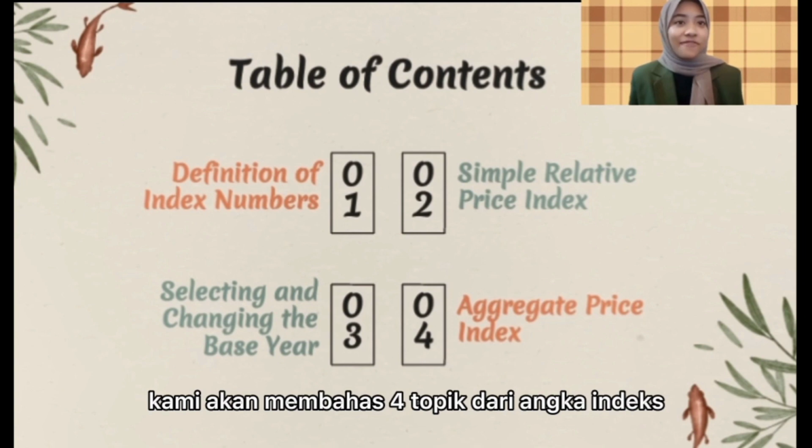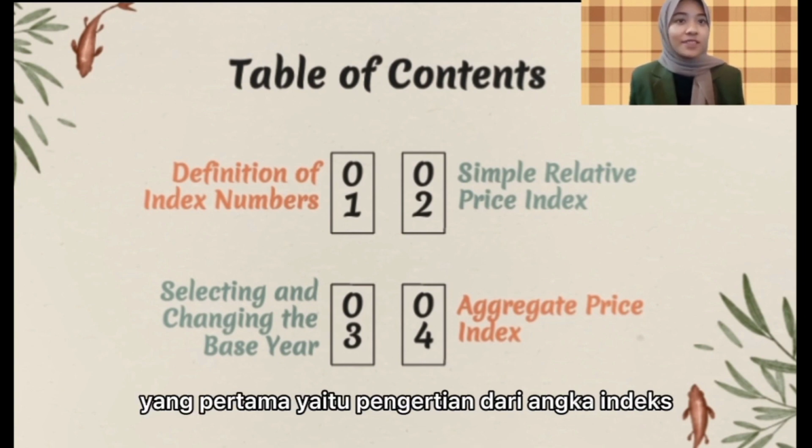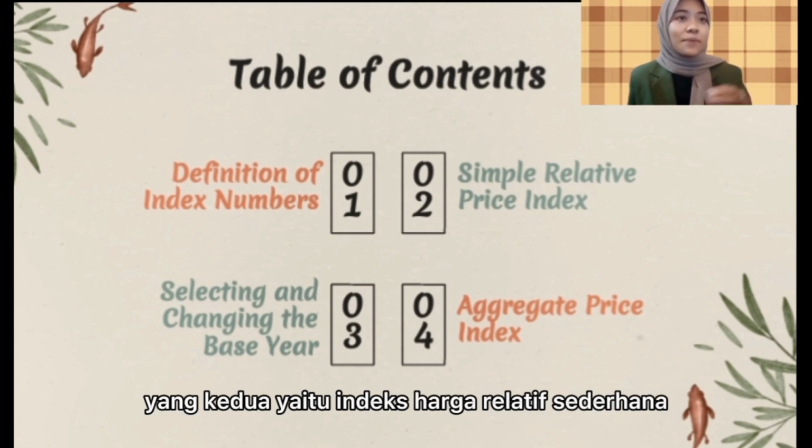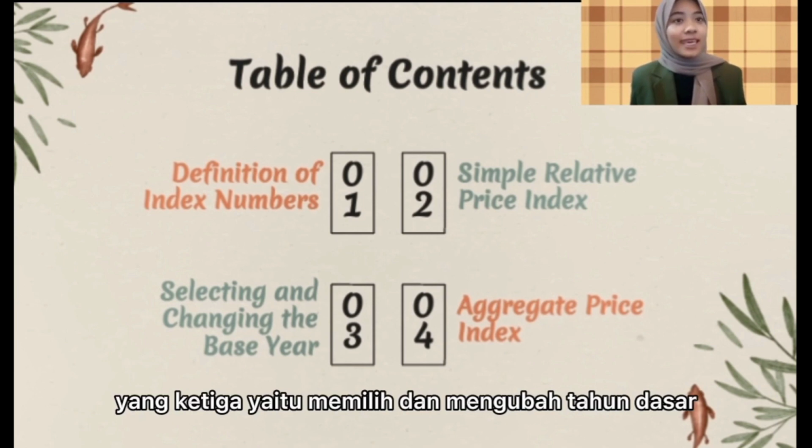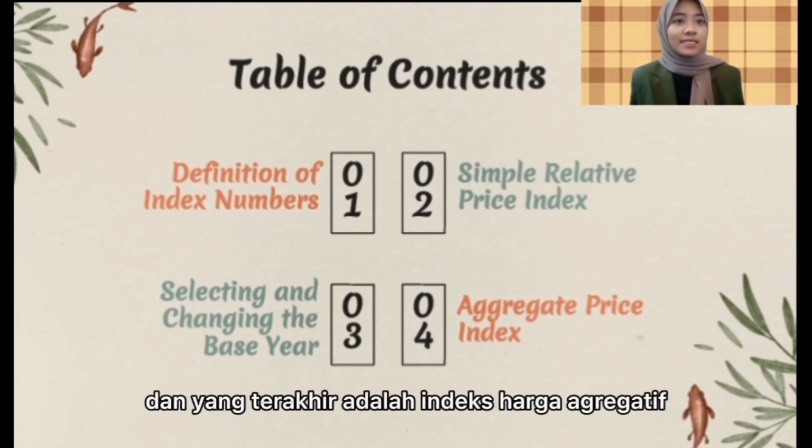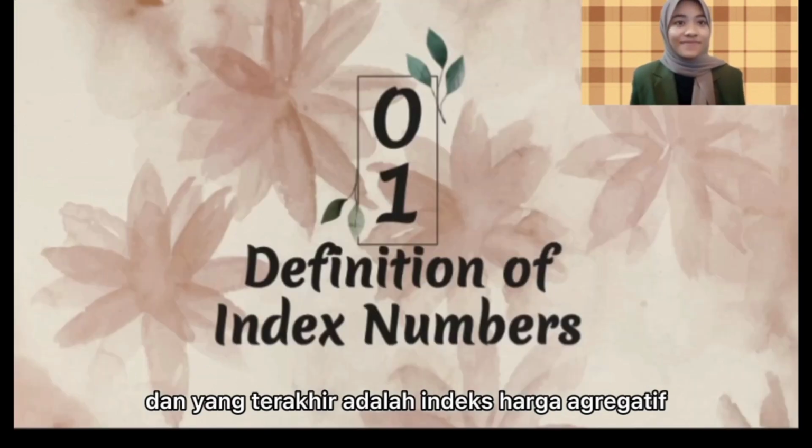In this video, we will talk about index number. We will discuss four topics of index number. The first topic is definition of index number. The second topic is simple relative price index. The third topic is selecting and changing the base year. And the last topic is aggregate price index.